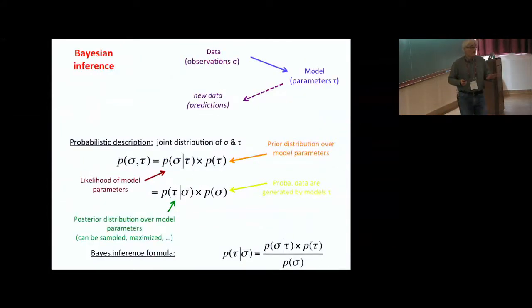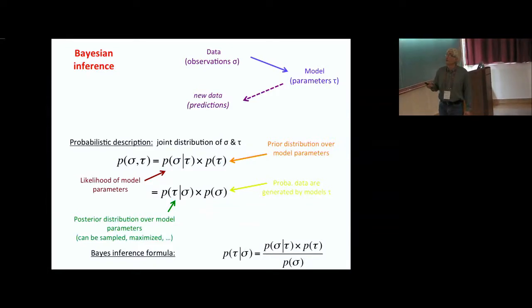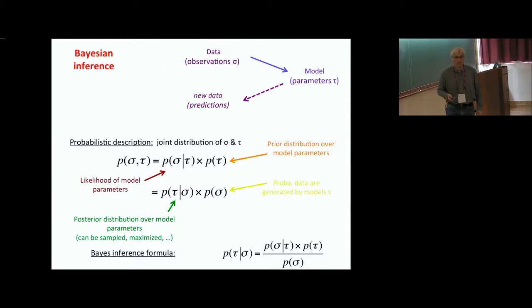So the basic idea, for those of you who have never heard about Bayesian inference, is the following. We consider that both the observations and the parameters of the model are stochastic variables. The core quantity we'll look at is the joint distribution of sigma and tau. We will see precise examples later on, so here I'm very schematic. There is an object which is a joint distribution of sigma and tau, which I call P of sigma comma tau. And of course, I can write this object in two different ways.